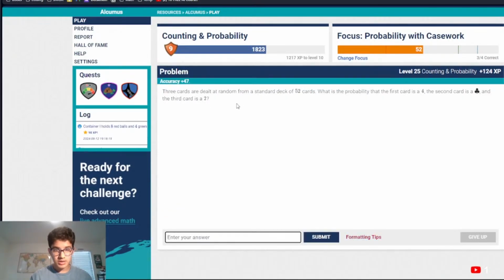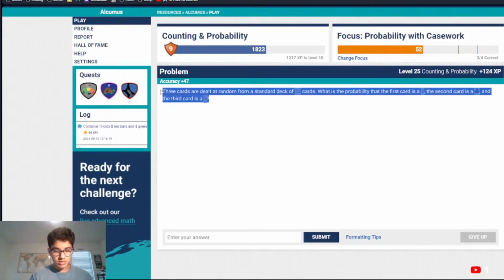Okay, great. 3 cards are dealt at random from a standard deck of 52. What is the probability that the first card is a 4, the second card is a spade, and the third card is a 2? Okay, so I think the point here is that you can have the 4 being a club. The second card can be a 2. So those are the different cases, right? We need to worry about that sort of stuff.